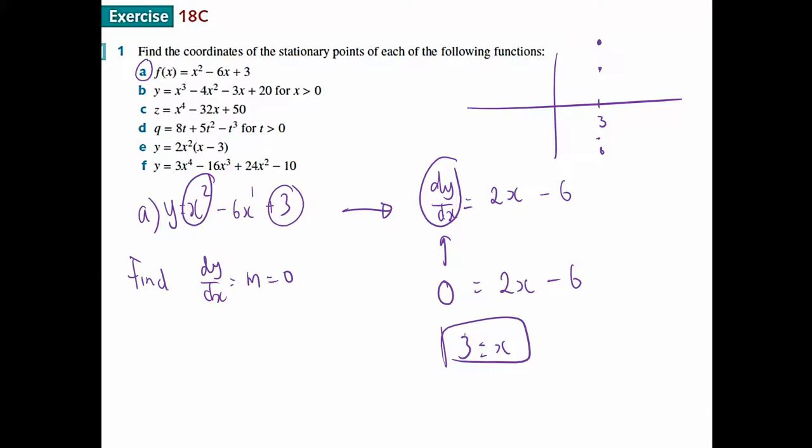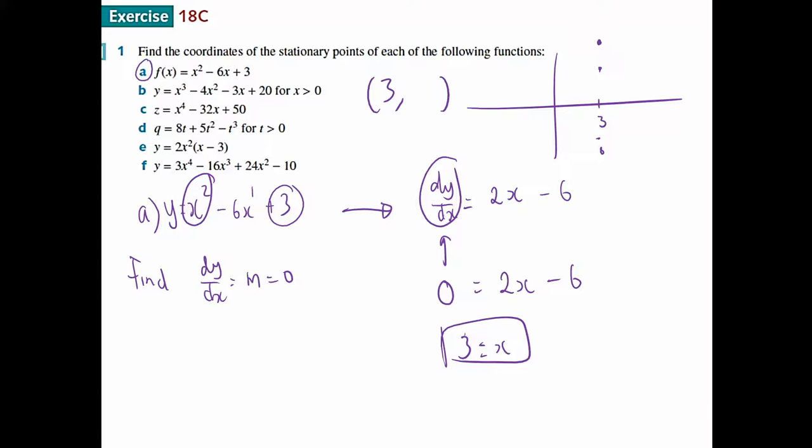Now the logic, it's a quadratic. So if it's quadratic, if it's positive, then this stationary point has to be a minimum. It's a local minimum. Okay? Logically. But you can prove that as well. Okay, so right now all I know is on this x equals 3, I've got a stationary point. They asked me to find the coordinates. Now I've got x equals 3. How do I find the coordinates? So in terms of coordinates, I've got 3. I'm missing the y. How do I find y?